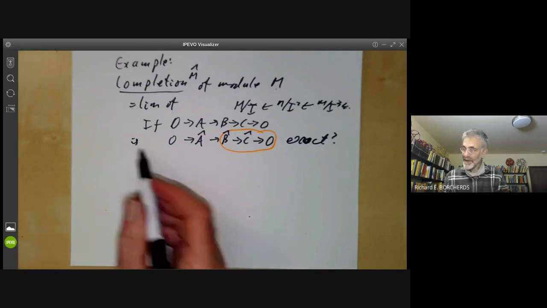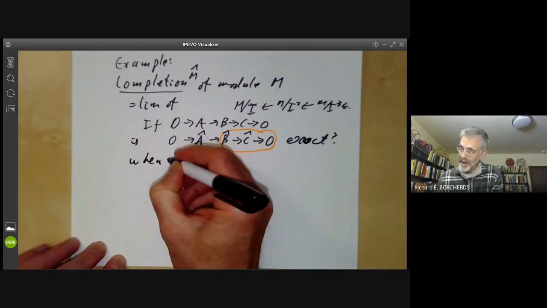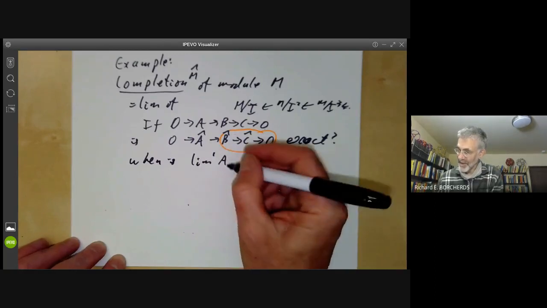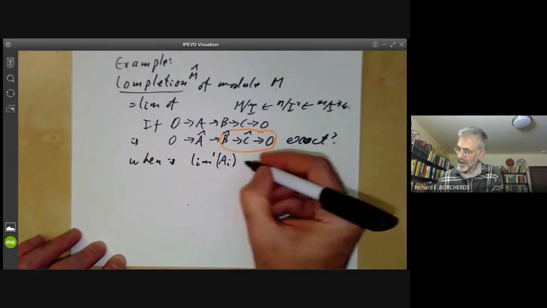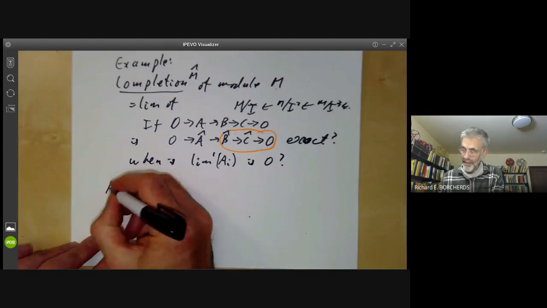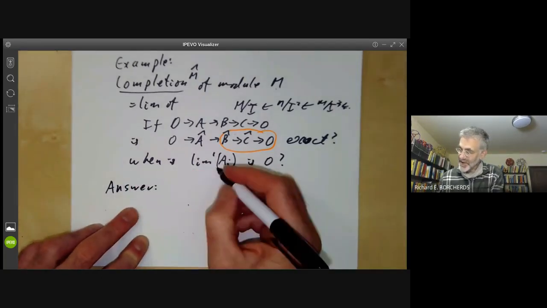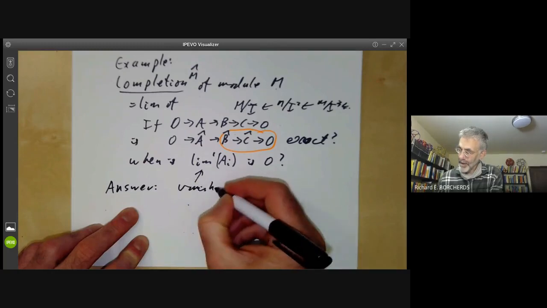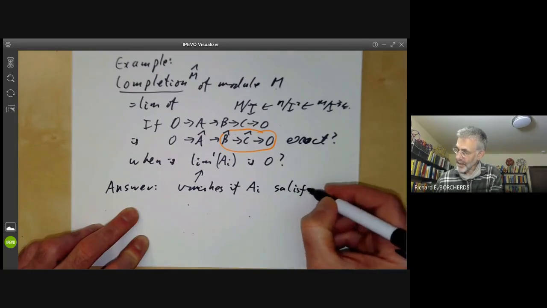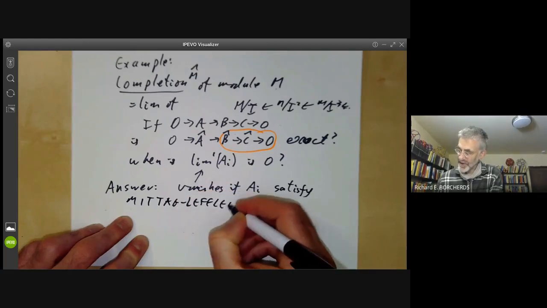So we want to know, when does the limit preserve exactness? In other words, this is exact if the first derived functor of the limit applied to the A_i is zero. Well, the answer is, I guess I should say its answer, not A. This vanishes if the A_i satisfy the Mittag-Leffler condition.